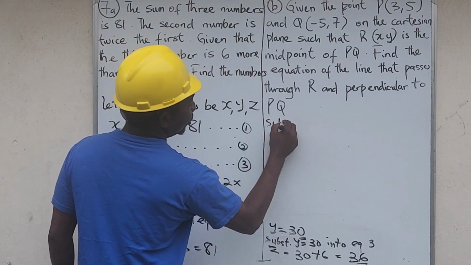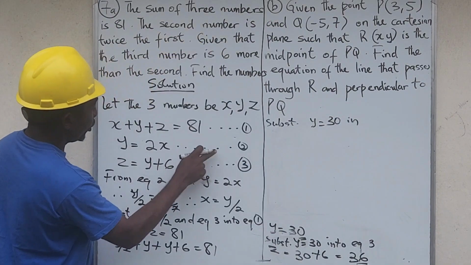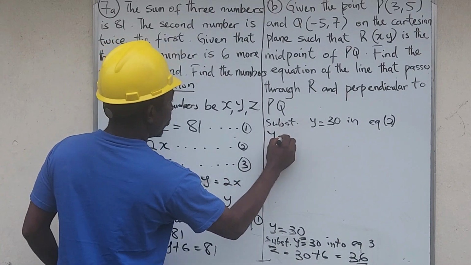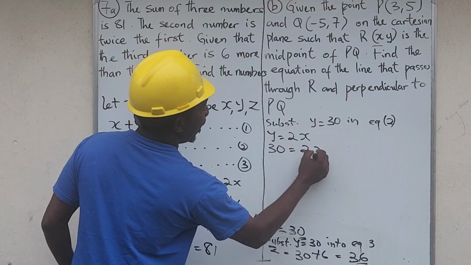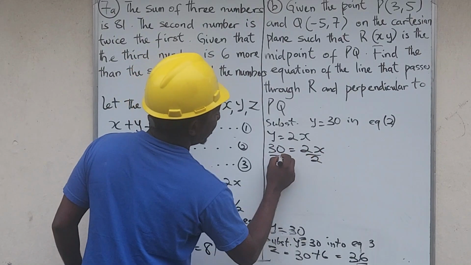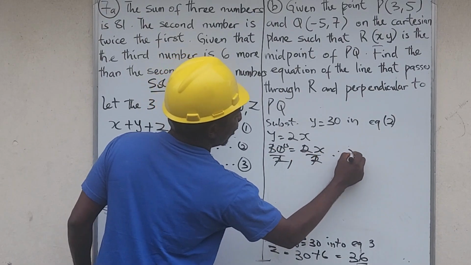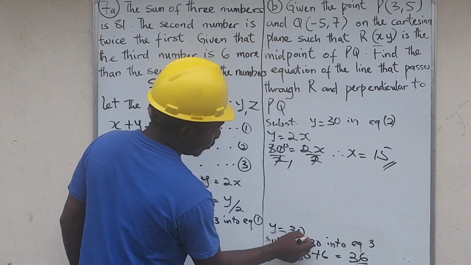Now we substitute y equals 30 into equation 2. We have equation 2 as y equals 2x, so the value of y, 30, equals 2x. When we divide all through by 2, 30 divided by 2 gives 15, and the 2s cancel to 1. Therefore, our x equals 15. So the value of x equals 15, and the value of y equals 30.